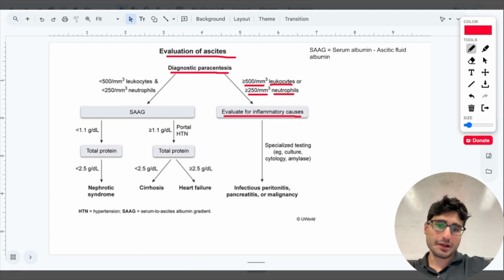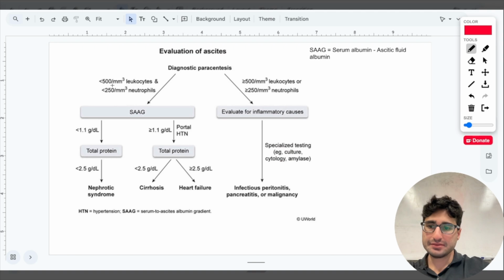We want to rule out SBP, spontaneous bacterial peritonitis, because this is going to be a life-threatening condition that needs to be immediately treated with antibiotics. We can further investigate the inflammatory causes by doing specialized testing with culture, cytology, amylase, etc. Possible etiologies of the inflammatory cause include infectious peritonitis, pancreatitis, or malignancy.